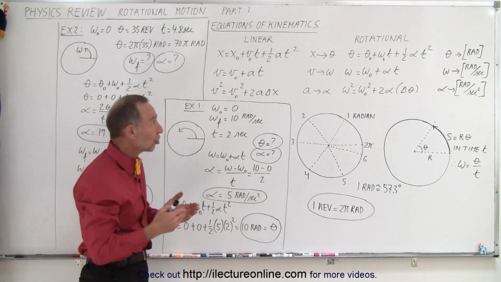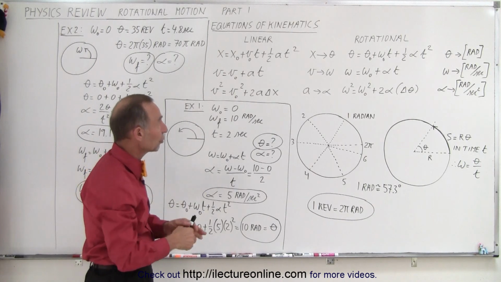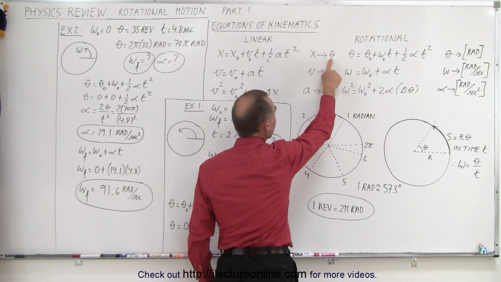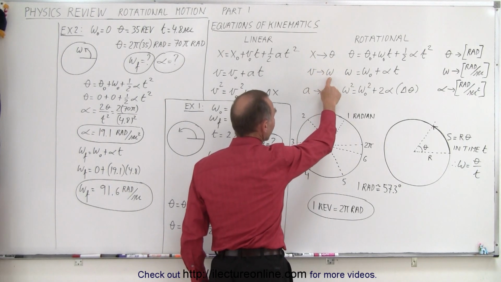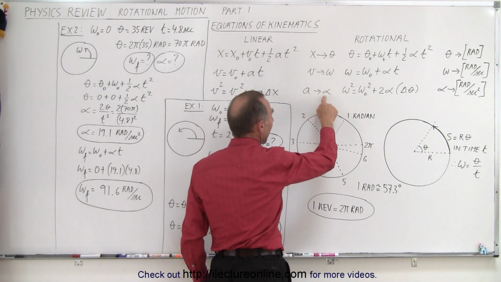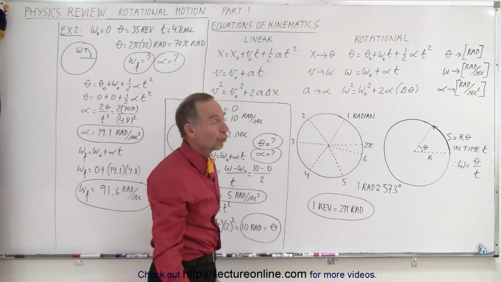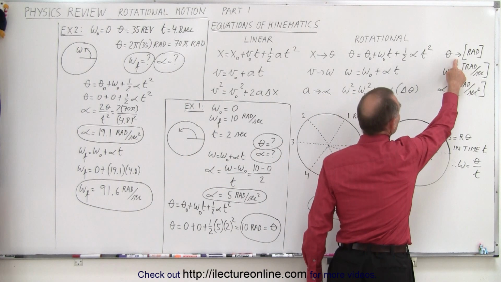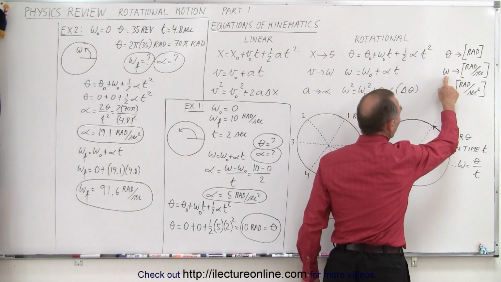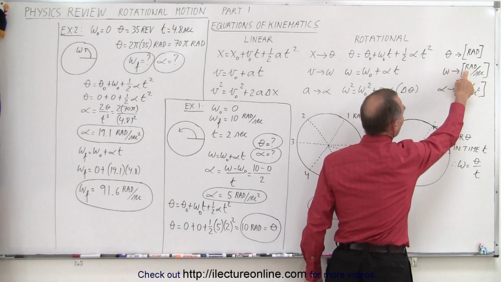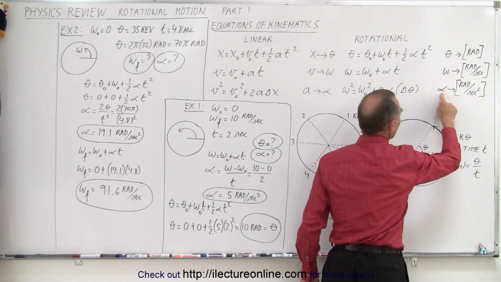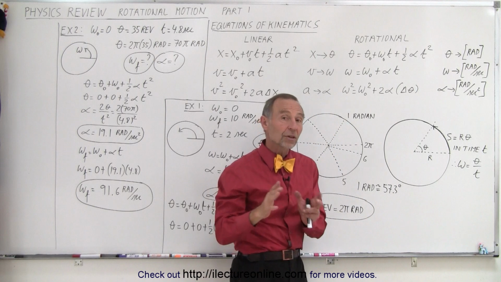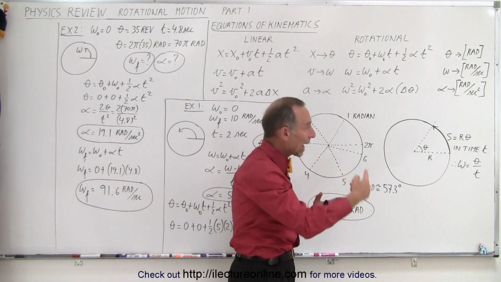Well, if we now change our linear units to rotational units, instead of talking about distance, we can talk about angle. Instead of velocity, angular velocity. Instead of acceleration, angular acceleration. So by definition, if we look at the units, distance is in radians. Omega, or angular velocity, is in radians per second, and angular acceleration is in radians per second squared. So instead of using meters for distance, we use radians for angle.